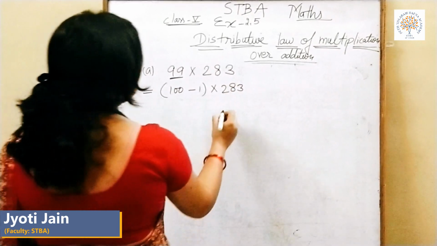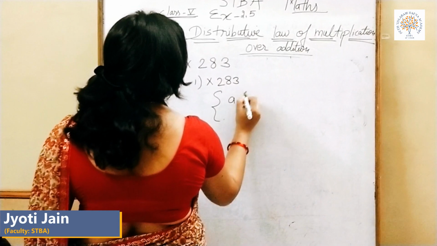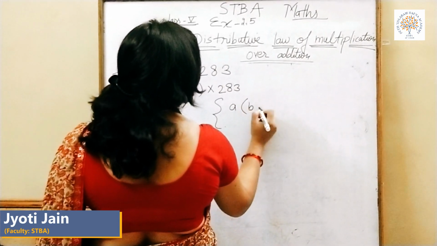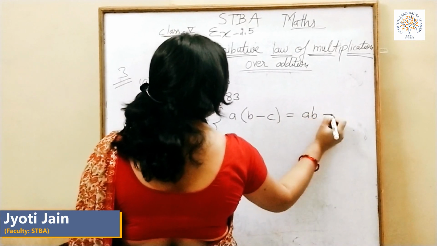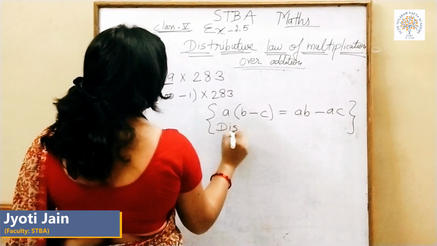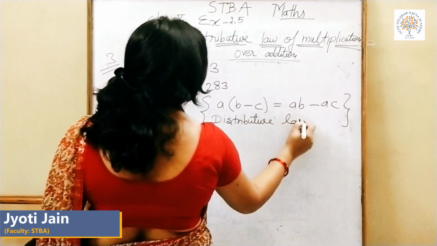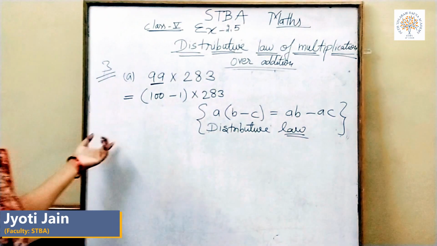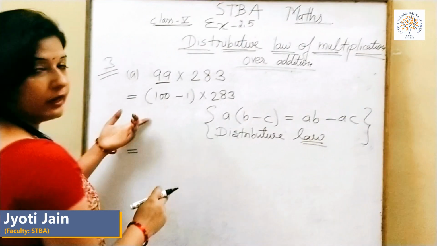So remember the distributive law. When A is multiplied by B plus C or B minus C, both are the same, just like AB minus AC. Okay, this is the distributive law. So we will use the distributive law. This one is related to subtraction.